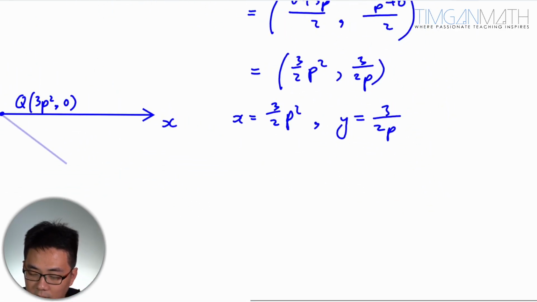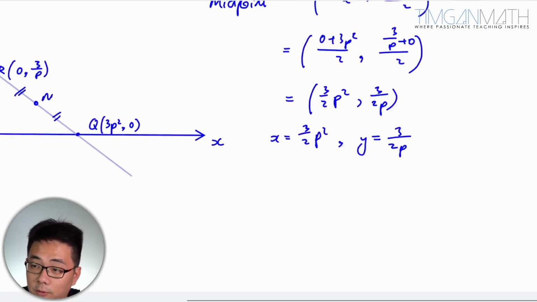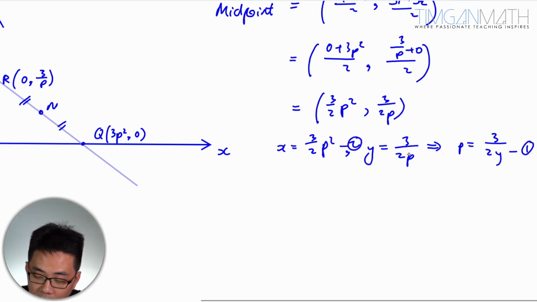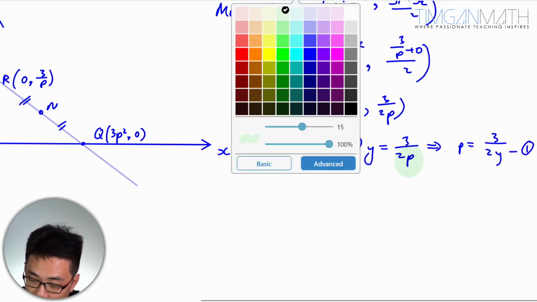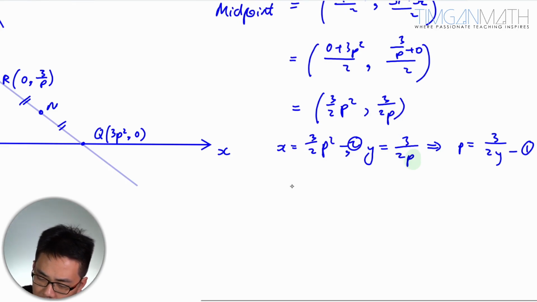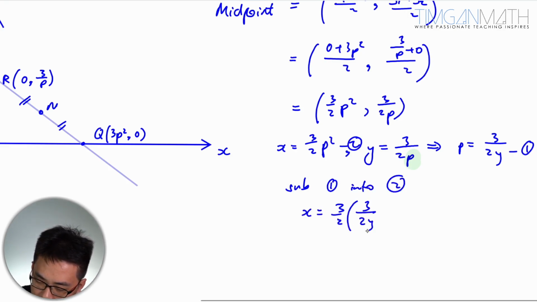If you want to change this to Cartesian, we need to get rid of the p. From here, make p the subject, so p is 3 over 2y. This is something we have done quite often in our classes. One of the easiest ways is to make p the subject, since p is a Lone Ranger here. So you just let p be this expression and substitute it into the first equation. There will be x equals 3 over 2 times (3 over 2y) squared.